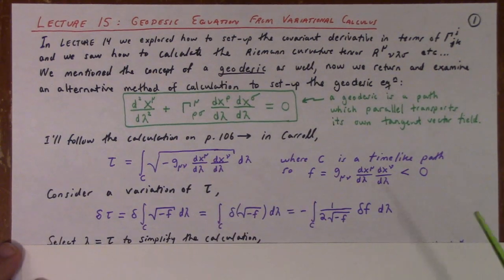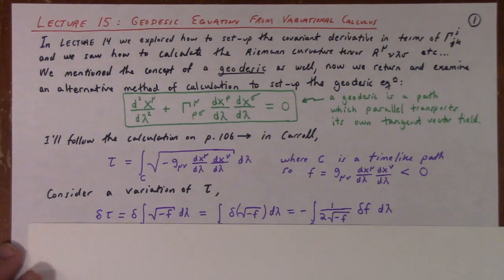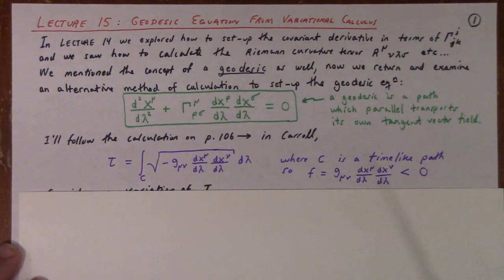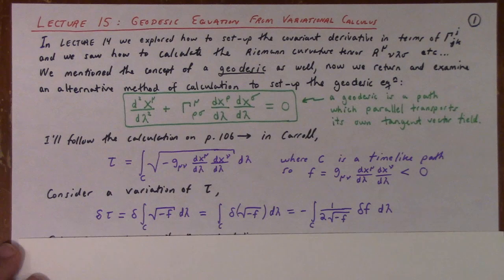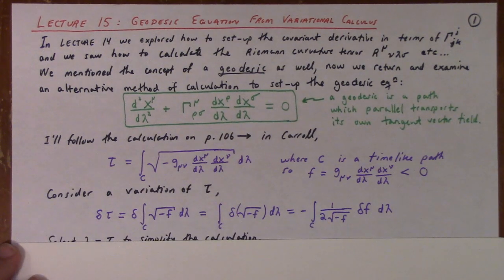It begins by looking at time-like curves. If it's a time-like path, you can calculate the proper time by integrating the interval. You need this minus sign here because if it's time-like, that's negative, so this is the square root of a positive number, which is something you can integrate. And so the first order of business is just to try to get rid of that square root.